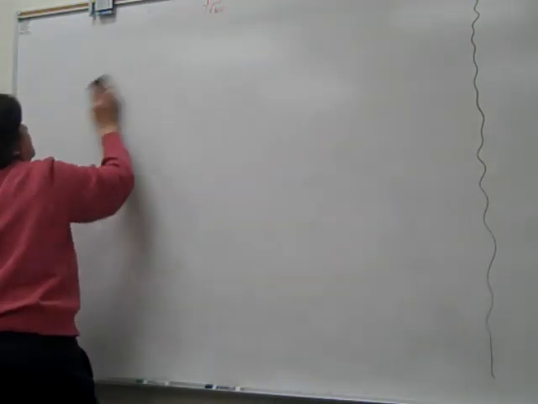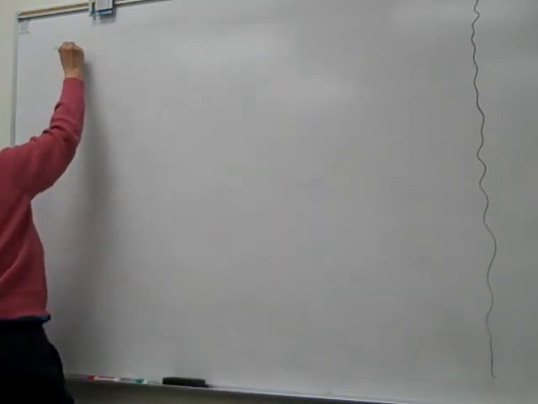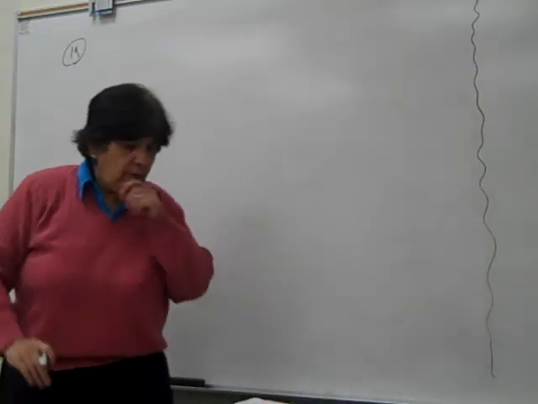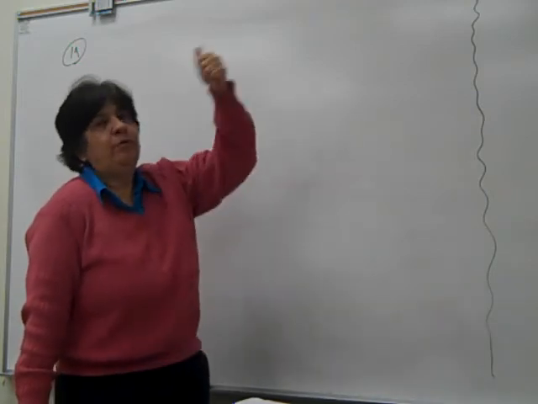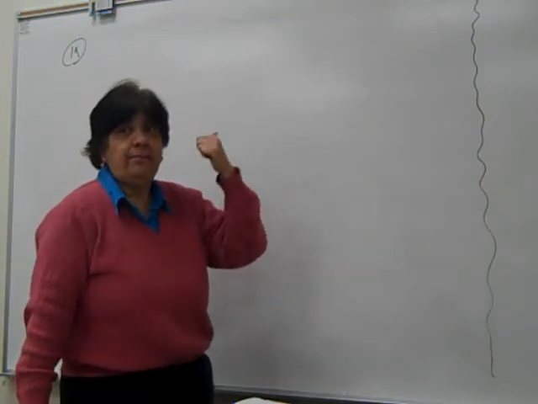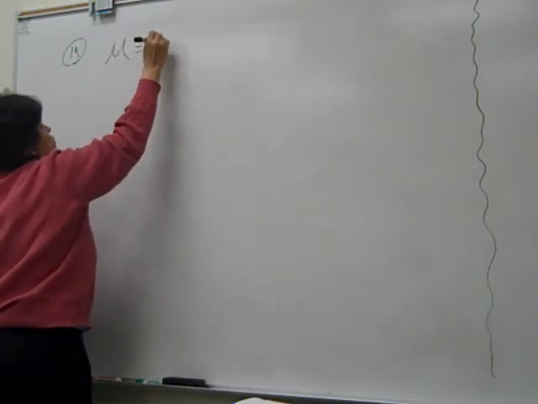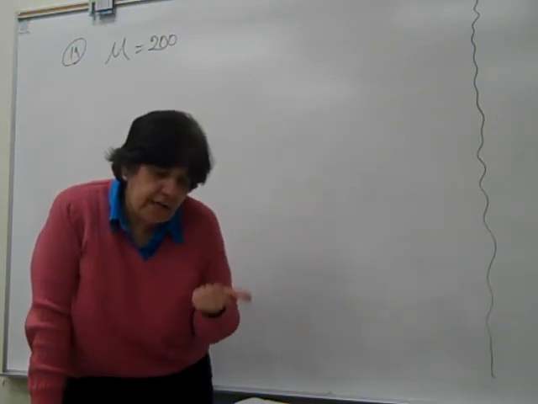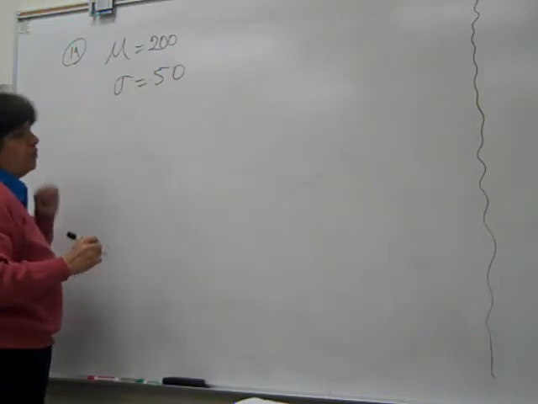Okay, let's do problem 19. Problem 19 on page 287 tells you a population has a mean of 200. So they are giving us the population mean, and that is mu, equal to 200, and the standard deviation of the population equal to 50. So sigma is equal to 50.